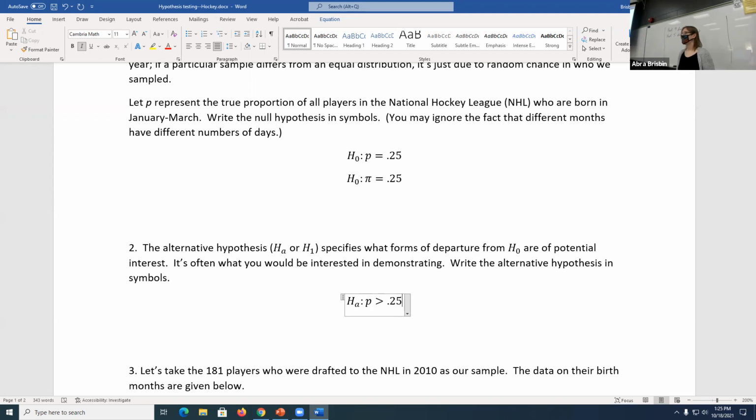All right, so with your groups, go ahead and do parts 3 and 4. So setting this up as a simulation-based problem.